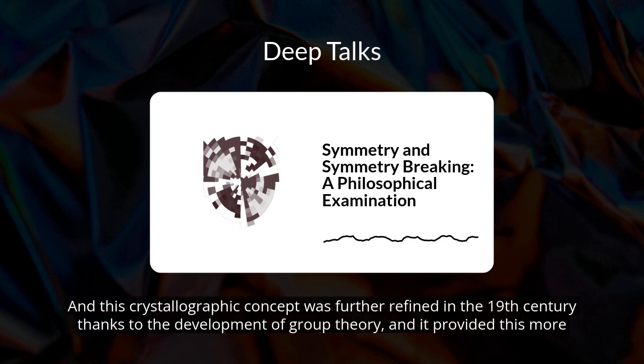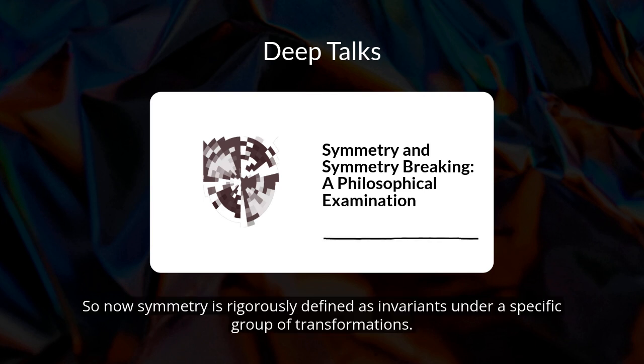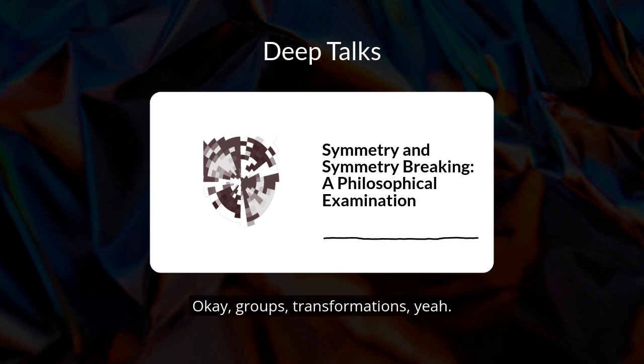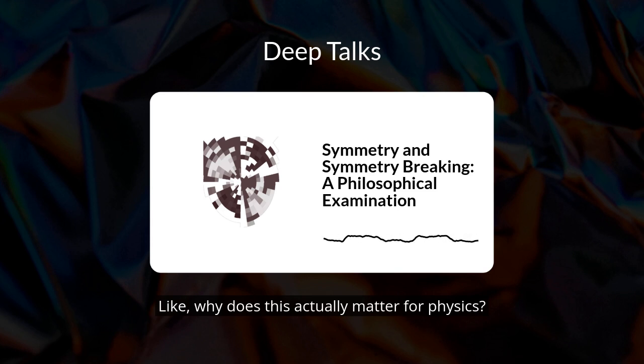Exactly. And this crystallographic concept was further refined in the 19th century thanks to the development of group theory. It provided a more robust mathematical framework to understand this. So now, symmetry is rigorously defined as invariance under a specific group of transformations. Okay. Groups, transformations. This is starting to sound a bit abstract for a simple concept like symmetry. Why does this actually matter for physics?